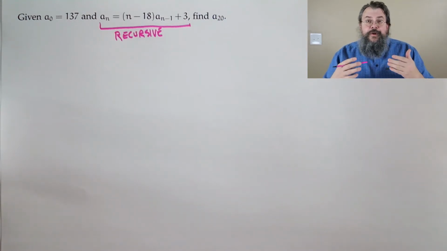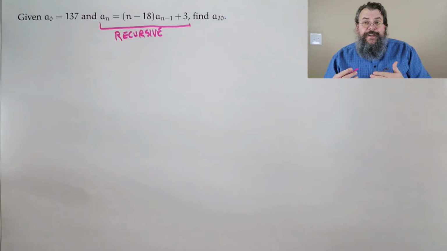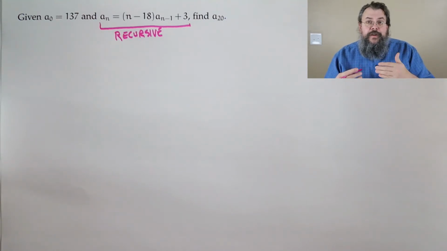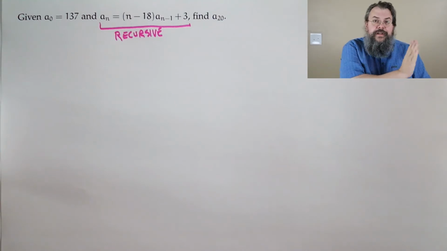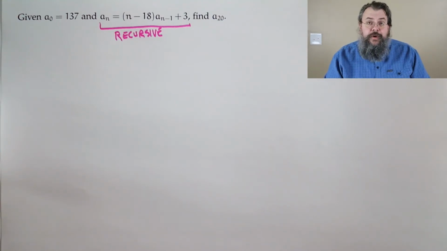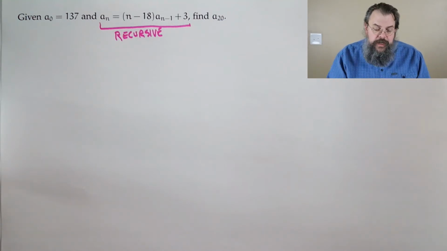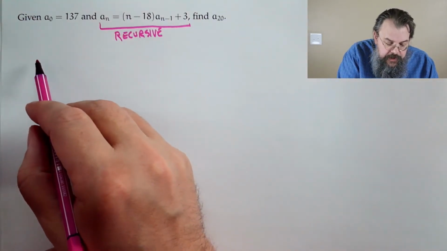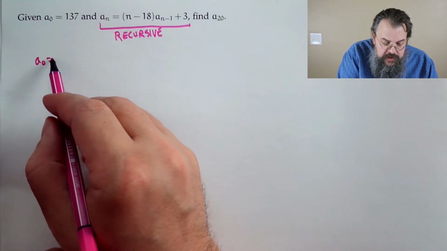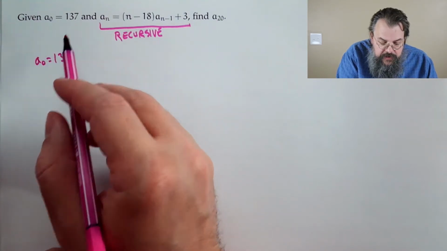Well, one way we could approach it is to say, we know where we start. We start at A0. We could find A0, A1, A2, A3, A4, and eventually we'll go to A20. Now we have to be patient if we do it that way, but it will work, right? It's pretty straightforward. So let's see. A0 is 137, because that's given to us.